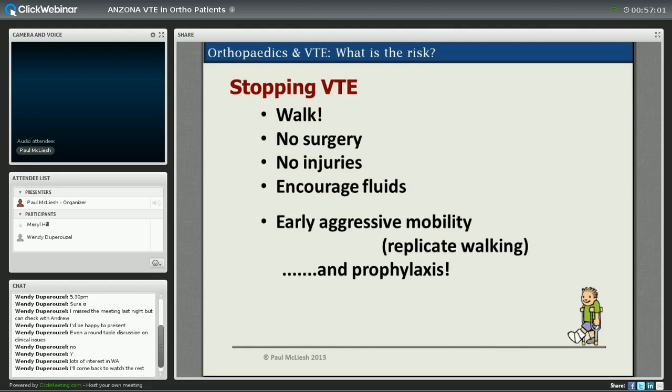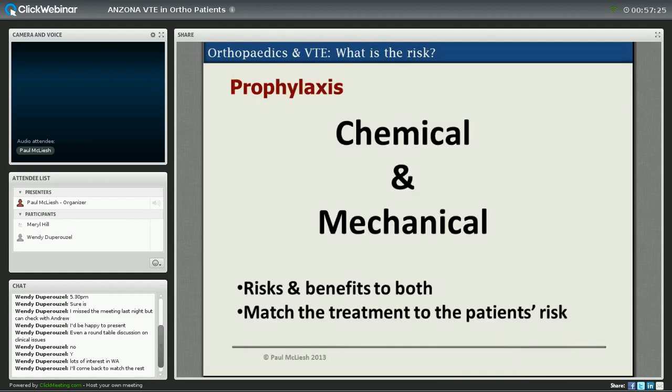But obviously with our orthopaedic patients, that's very difficult because they've got fractures, they're non-weight bearing, they're resting in bed, they're in traction, those sort of things. So we need to come up with other ways of replicating that walking action. So we'll talk about those in a little while. But also using other types of prophylaxis at the same time to prevent them getting a VTE.